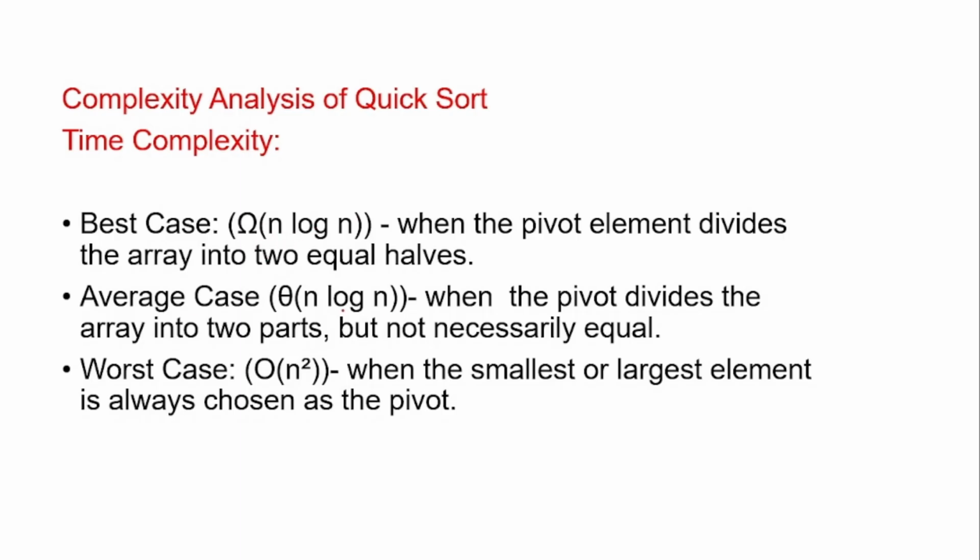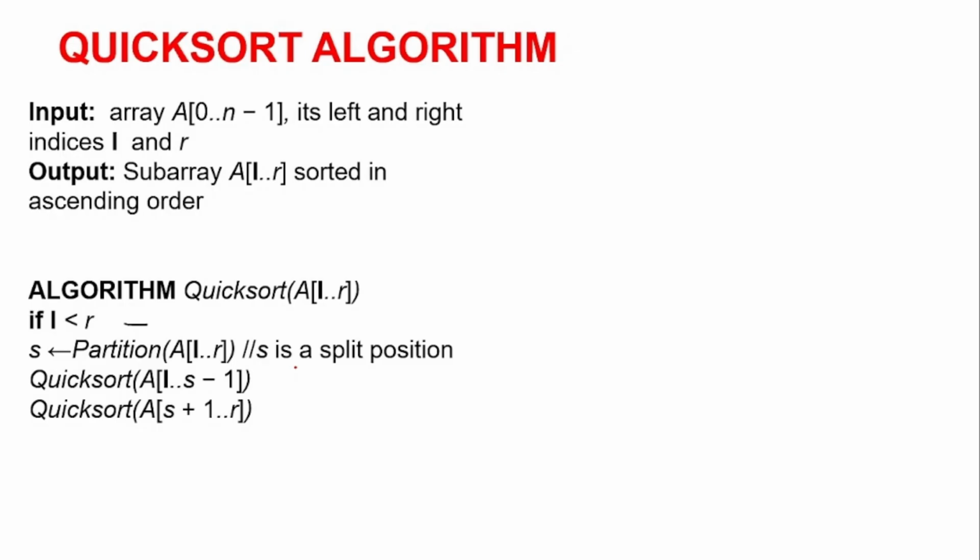In the average case, theta n log n, the pivot divides the array into two parts, but not necessarily equal. Then the worst case is order of n squared. If you have 5 elements, then you will have worst case computations of 25. The worst case may appear when the smallest or largest element is always chosen as the pivot.